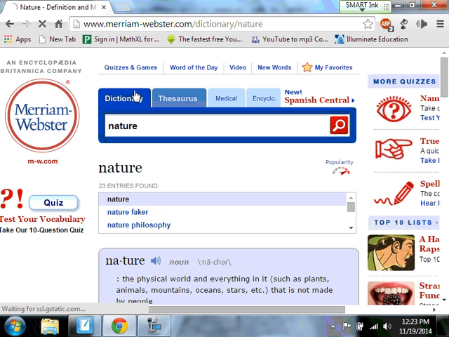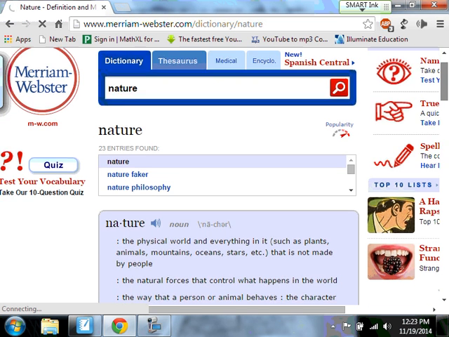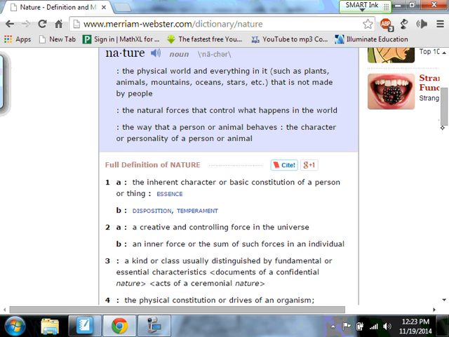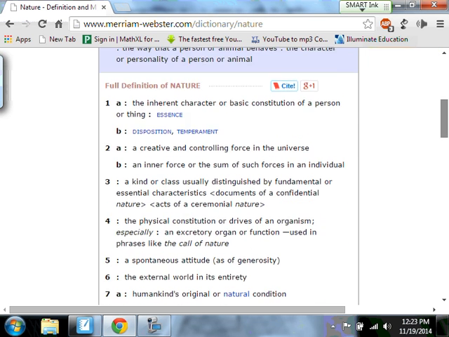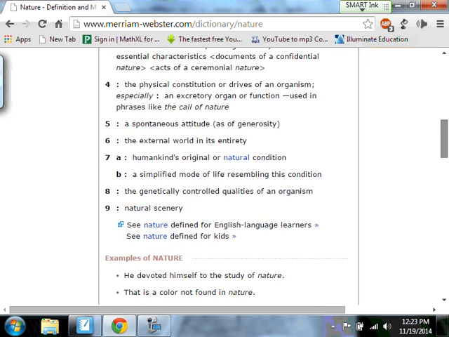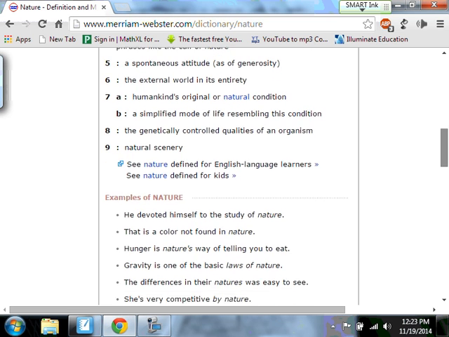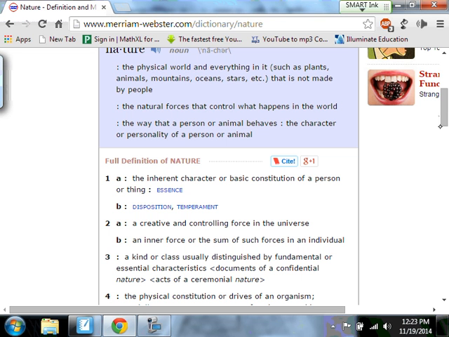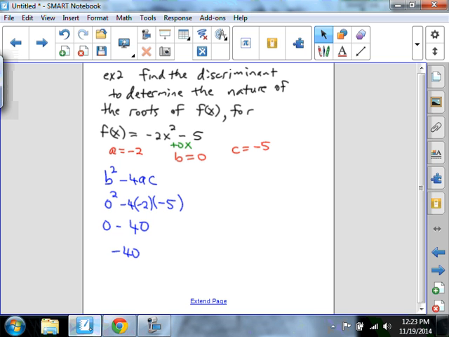Nature faker. Nature is the physical world and everything in it. It's the natural forces that control what happens in the world. It's the way a person or animal behaves. The character, here we go, the character or personality of a person or something. The inherent character or basic constitution of. So we're kind of onto something. We're looking more for the definition that says the character, personality, or trait. What traits would the zeros have? What kind of zeros would we have?